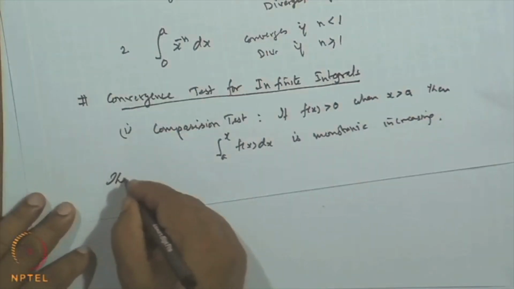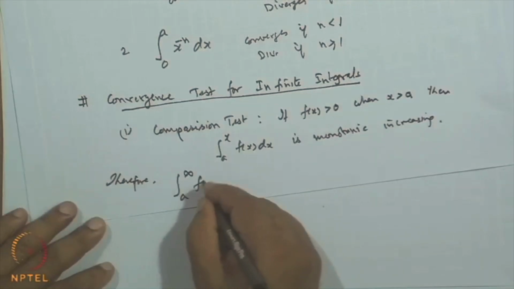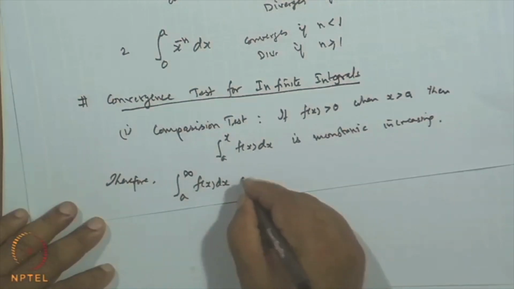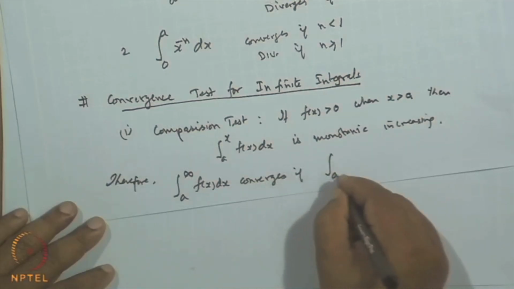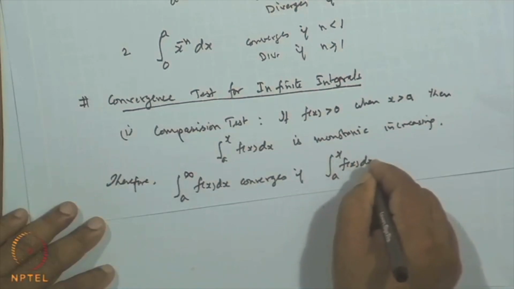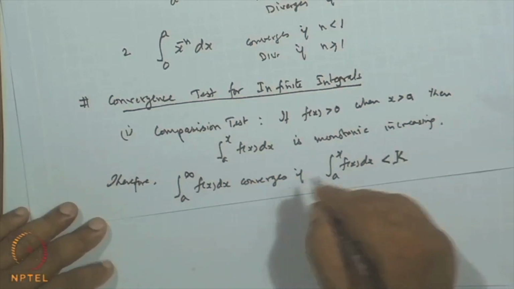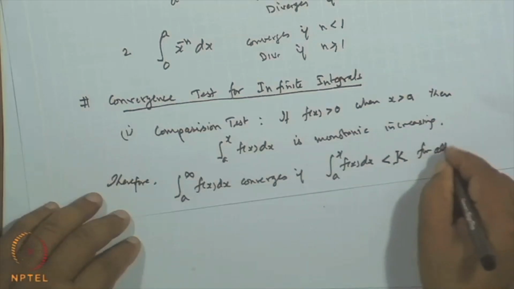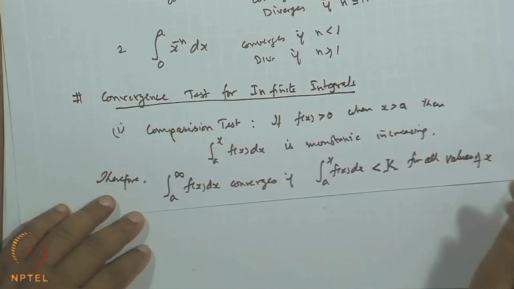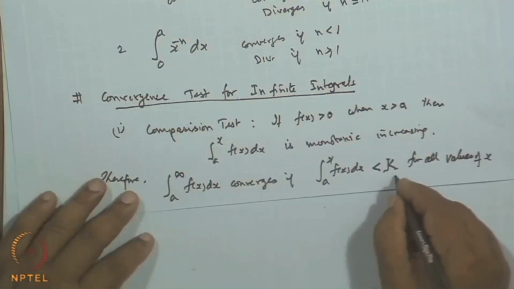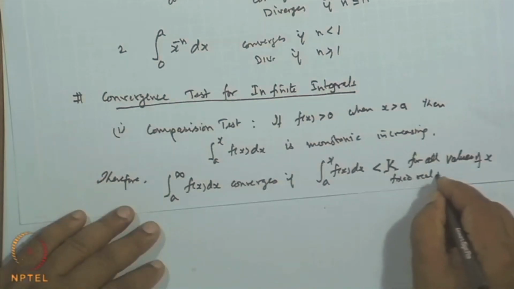Therefore, we say the improper integral from a to infinity of f(x) dx converges if the integral from a to x of f(x) dx remains bounded by k, that is, the value is always less than k for all values of x, where k is a fixed number. This is a fixed real number, some positive number.